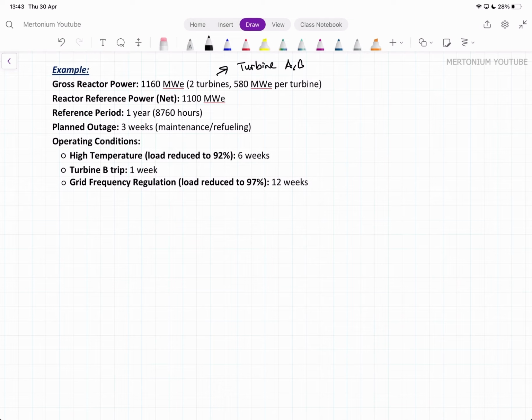There are conditions like high temperature, environmental condition, and one of the turbines will trip for some time, and grid frequency regulation, which means the grid will reduce the demand. Therefore, we will have to adjust our power plant for this change.